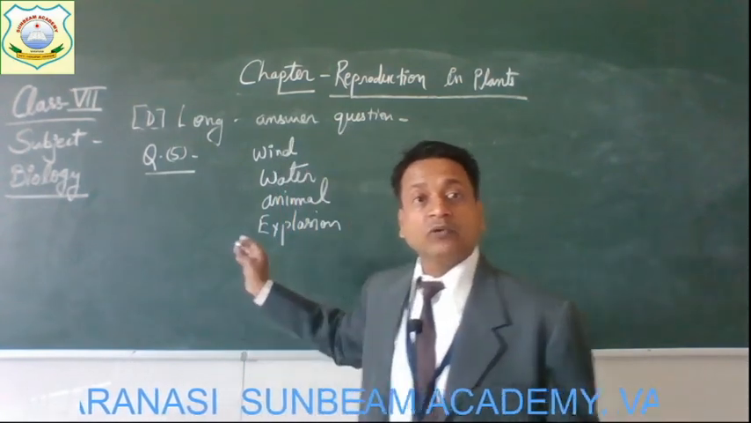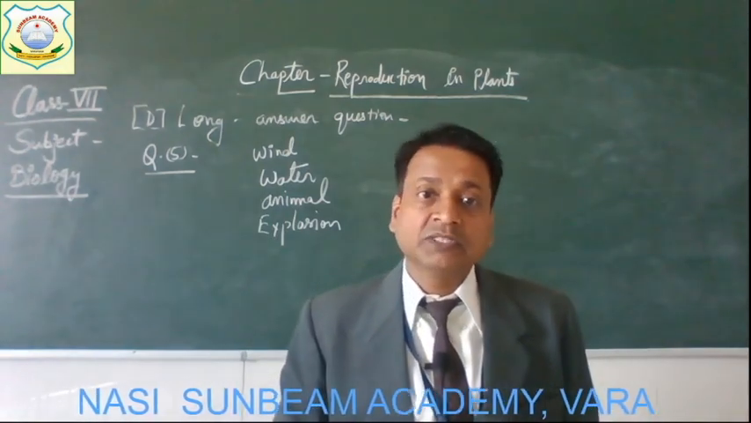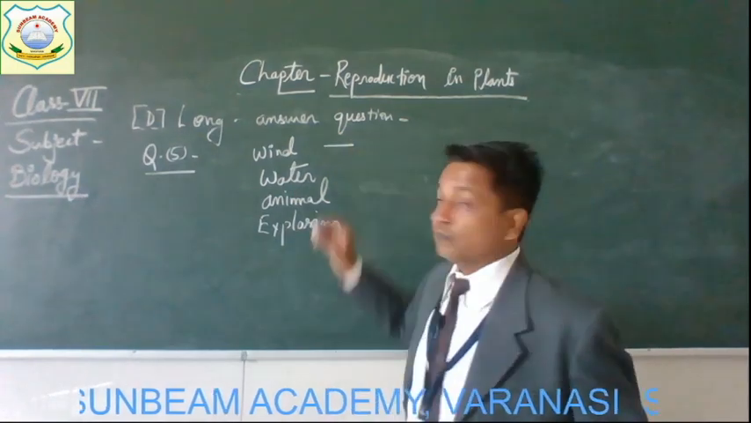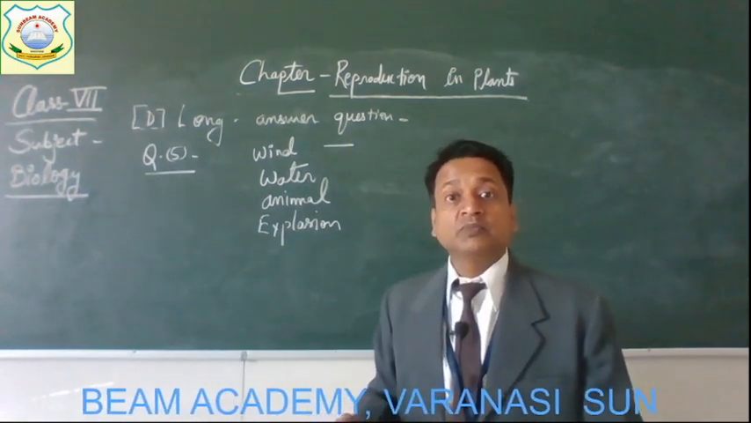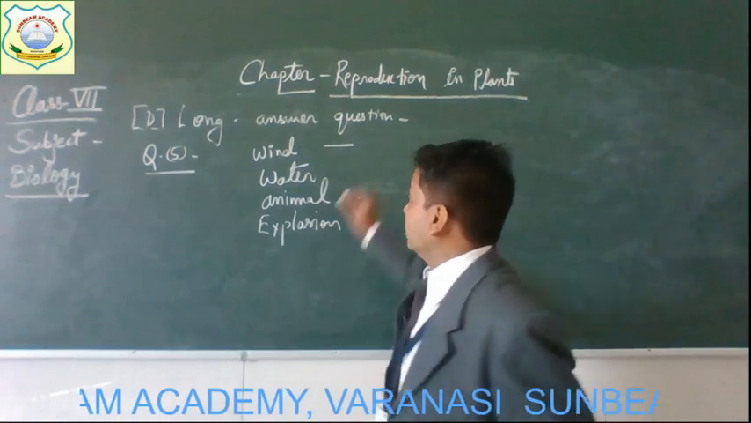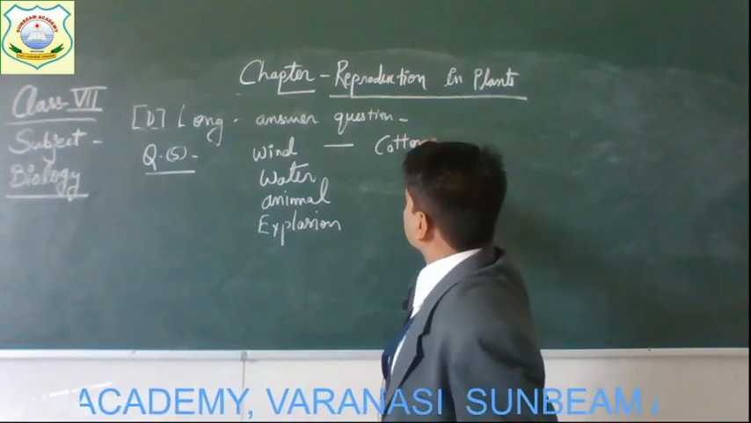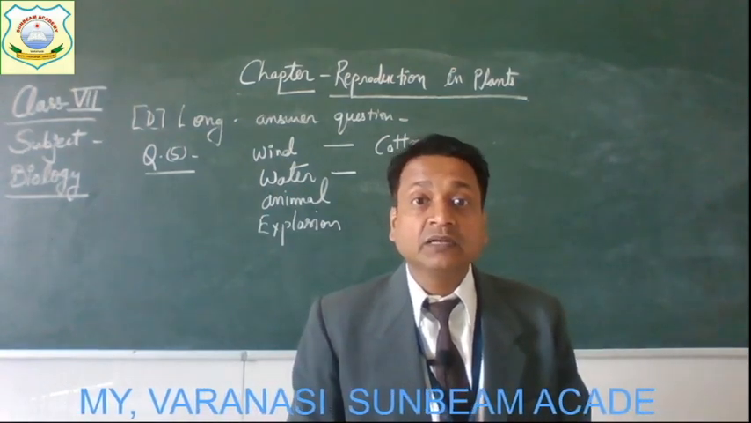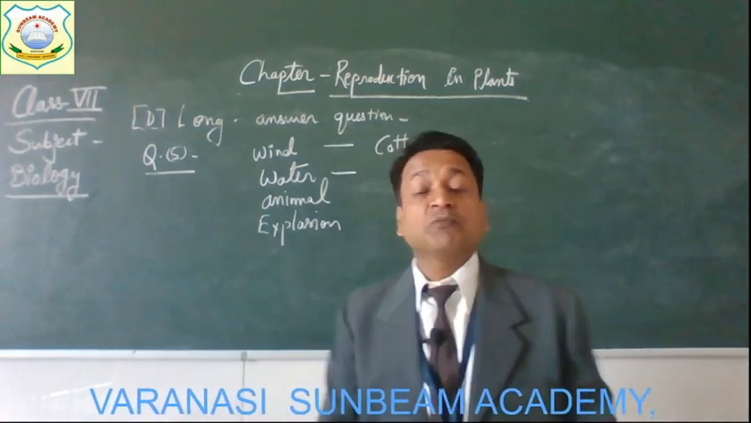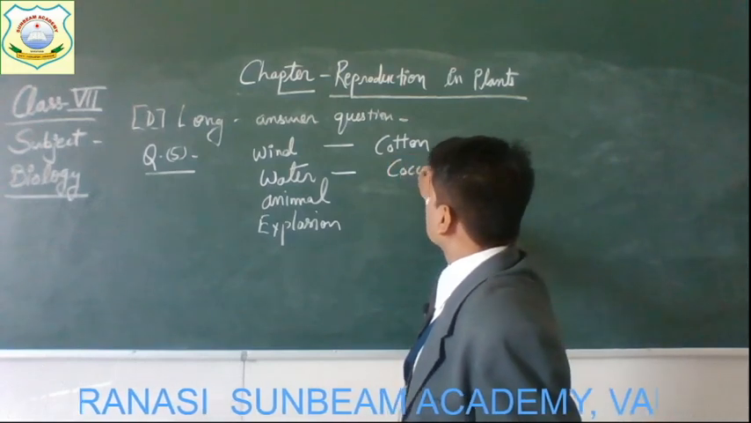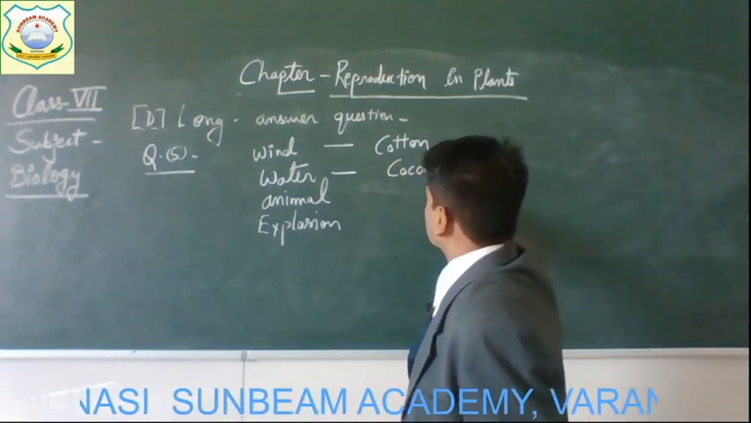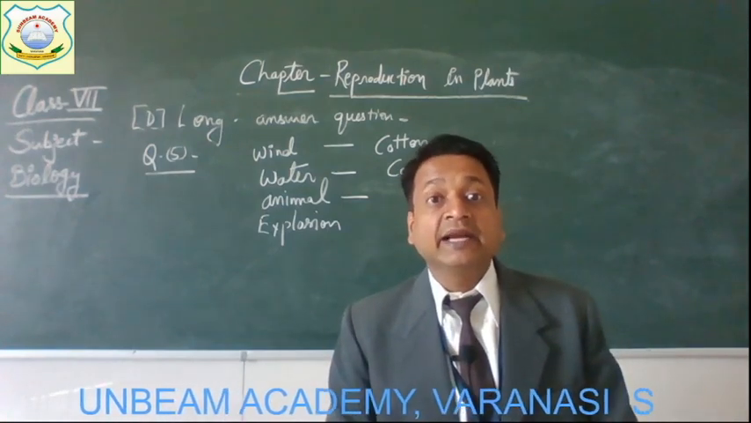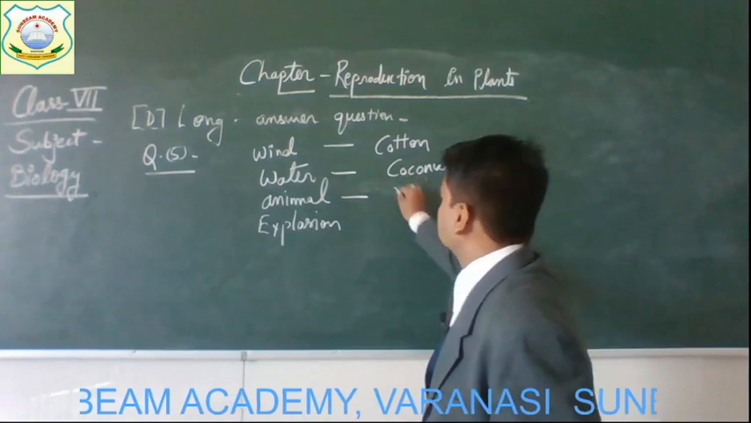So these are the four different agents of dispersal of seed. The wind is the agent of dispersal of seed, like cotton. Water is the agent of dispersal by which the seeds of coconut disperse. The third agent is animal, and the example is gentian.